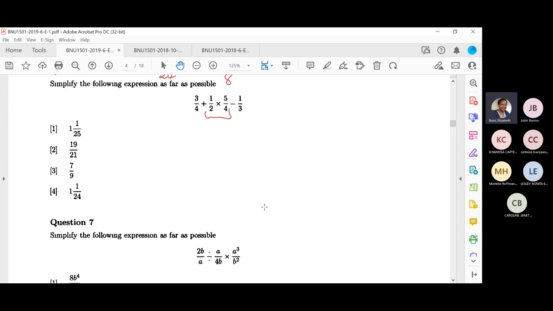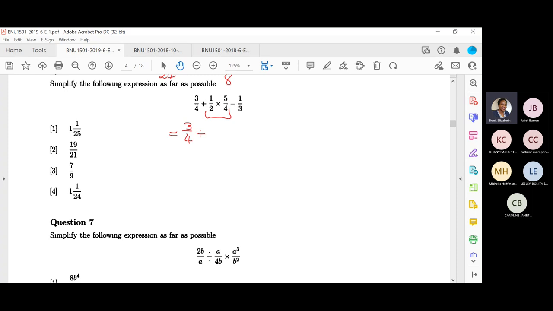1 and 1 over 24. So someone knows their way. Okay, so let's help those who don't know how to get there, so that everybody is on the same page. So what is the first step we do? We keep multiplication. Yes. So I'm going to keep 3/4 plus.